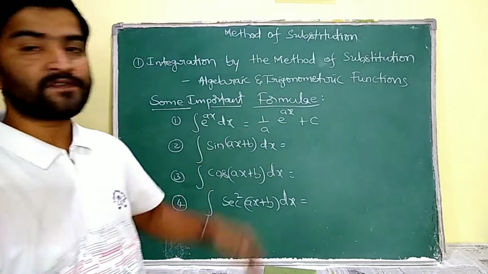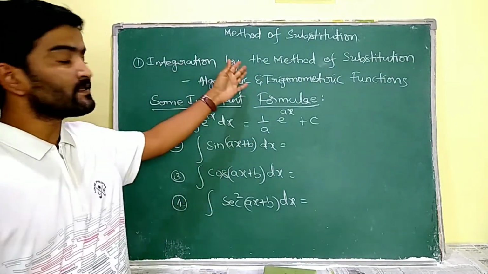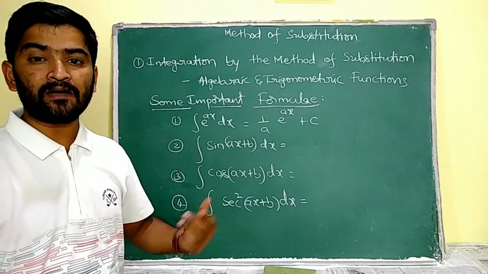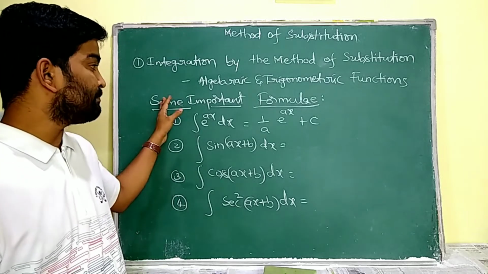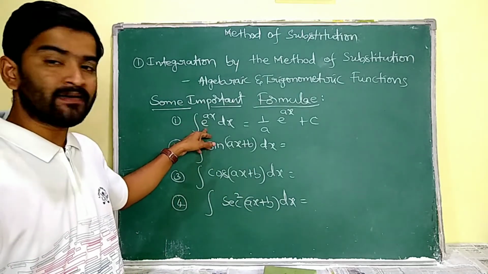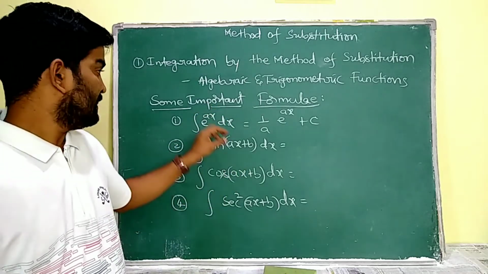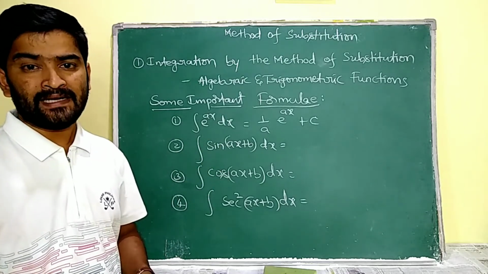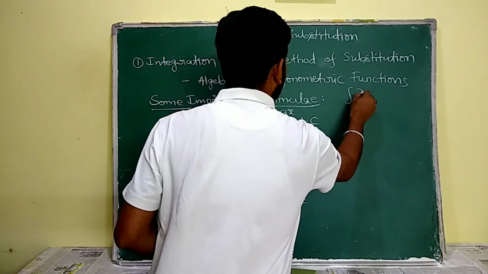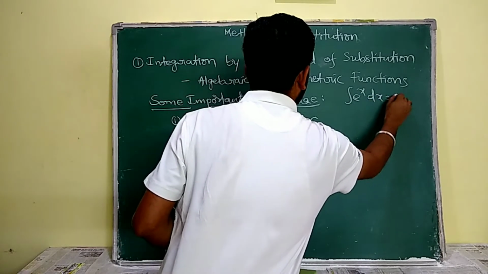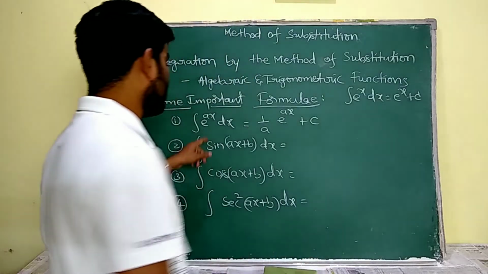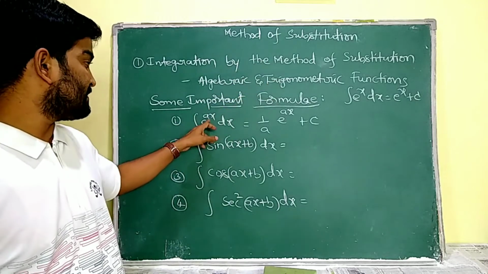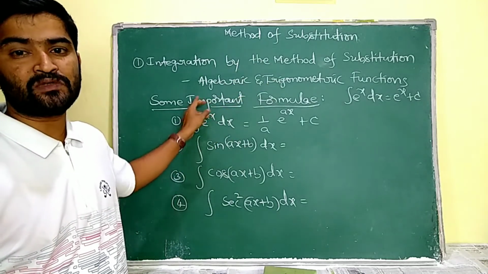Now see, in the method of substitution, the first category is integration by the method of substitution of algebraic and trigonometric functions. Here we have to remember some formulae. The important formula is integral e power ax dx. Now we have to think what the substitution is here. We know integral e power x means e power x only. But here we have integral e power ax dx. That means in the place of x we have ax. That means our substitution is ax.